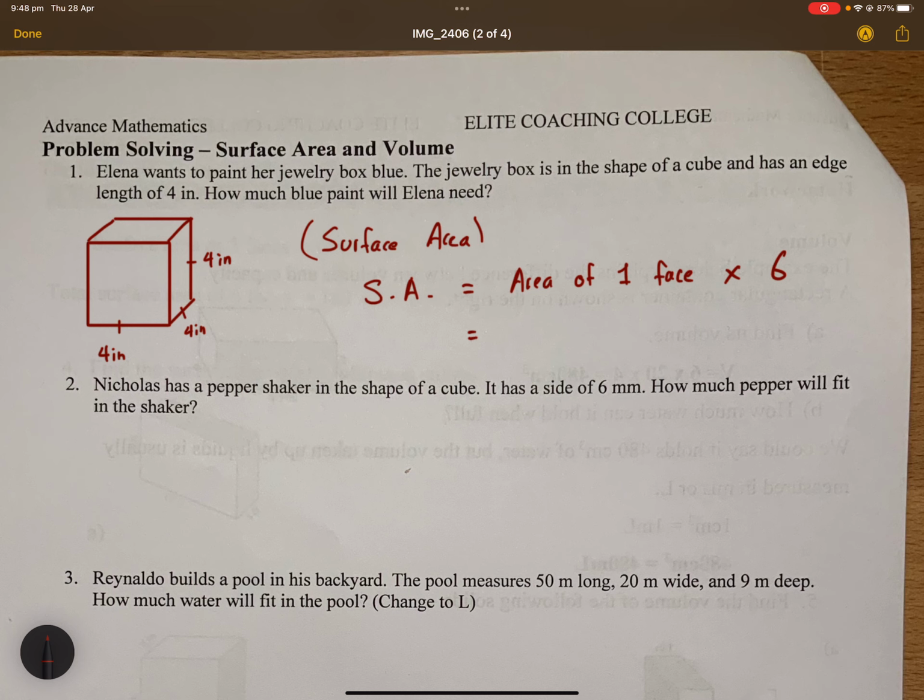So what's the area of one face? The area of one face is 4 times 4. And then once you finish with that, you're going to multiply that by 6. Okay. And then you're going to get the surface area and you're going to put it in inches squared. Get that answer there.